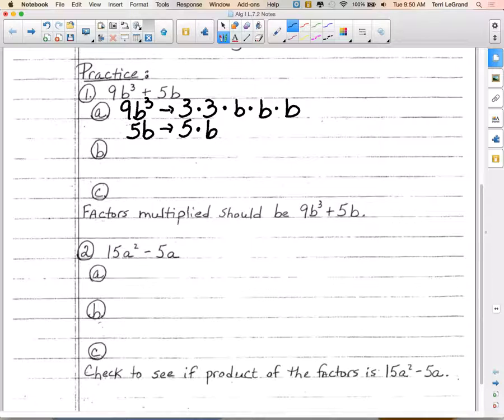Okay, now we're going to look for the things they have in common. Do they have anything in common? Just one B, yeah. So let's just circle a factor of B in both of them. And we will say the GCF is B. The GCF is B.